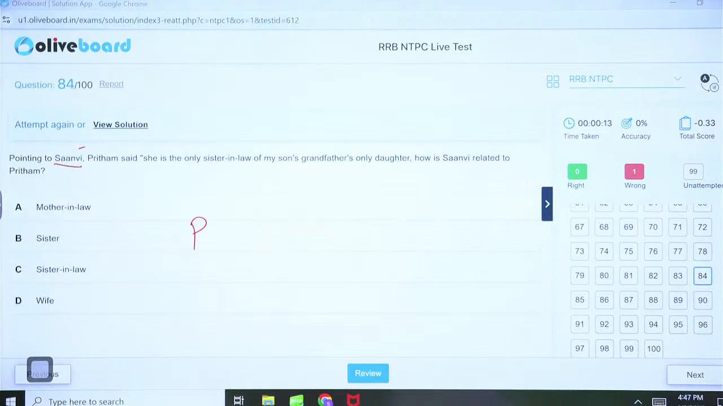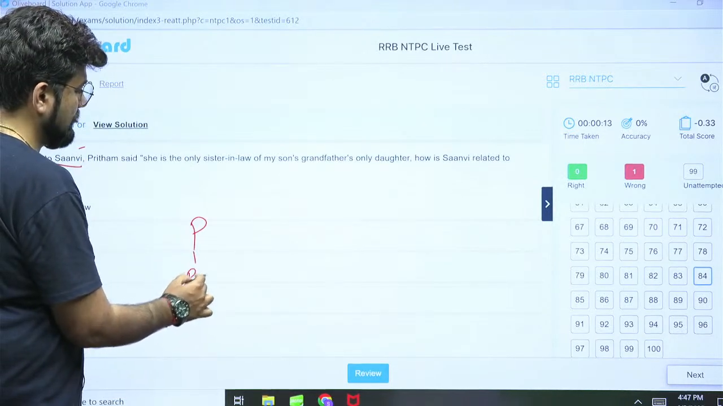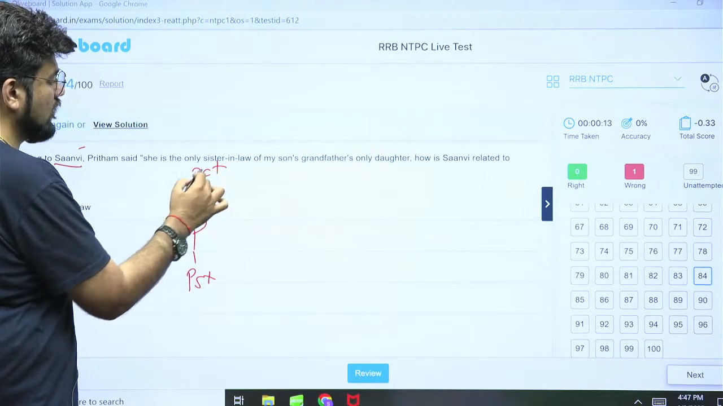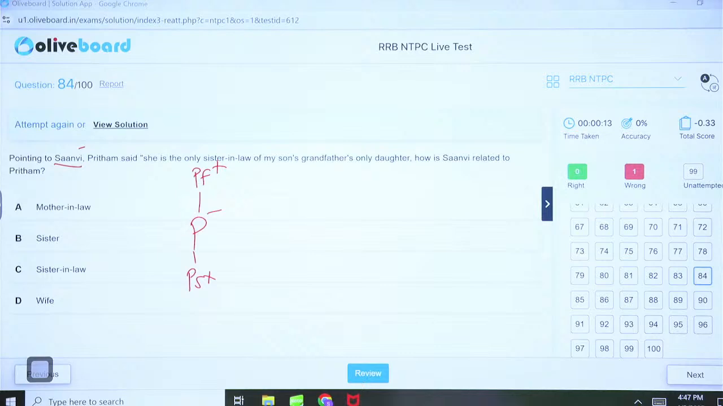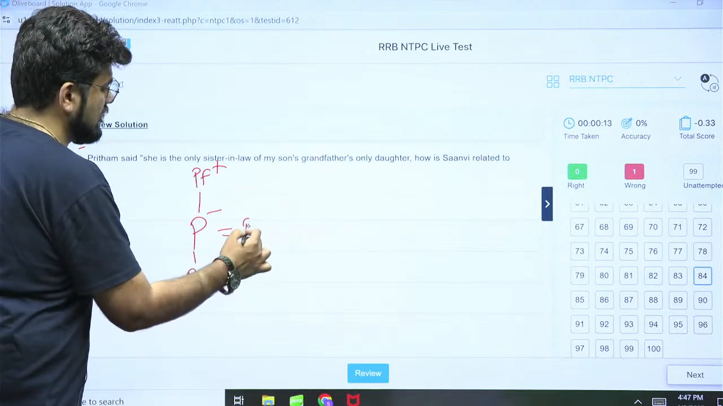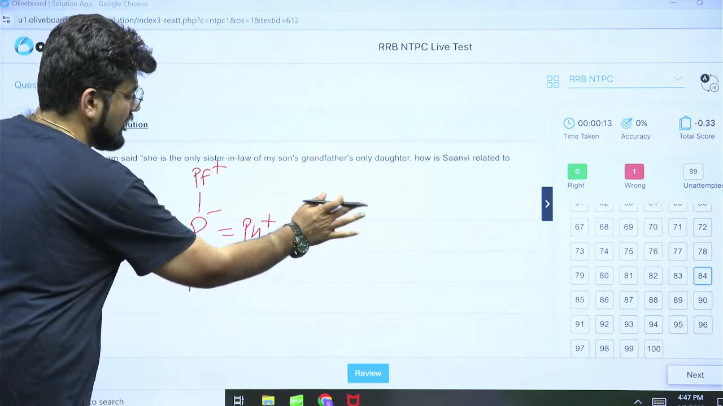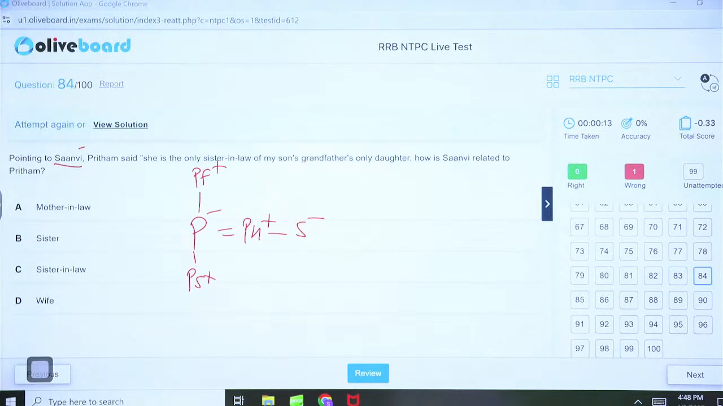Sanvi is a girl. She is the only sister-in-law of my sons. So Preetham's son. Grandfather, mostly Preetham's father. Only daughter. So we'll consider this to be Preetham only. She is the only sister-in-law of my son. So this is Preetham's husband. And this is Preetham's sister-in-law, that is Sanvi. Sister-in-law.